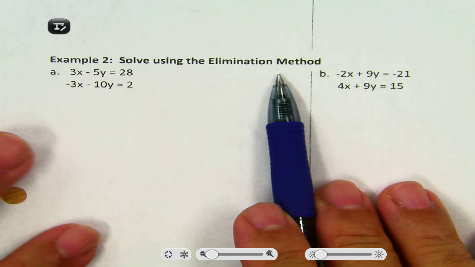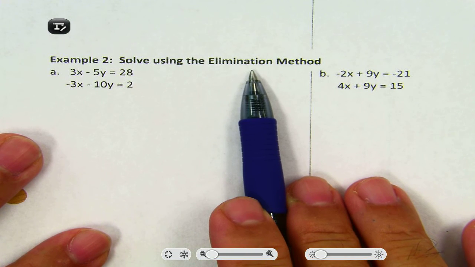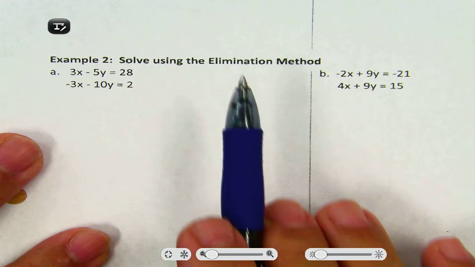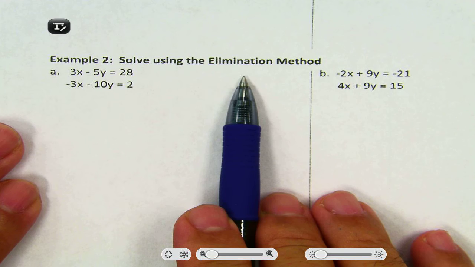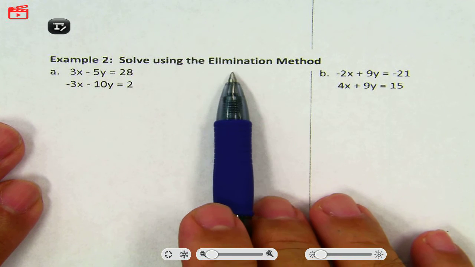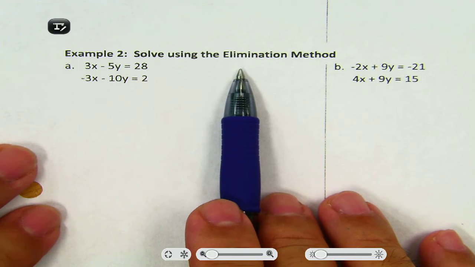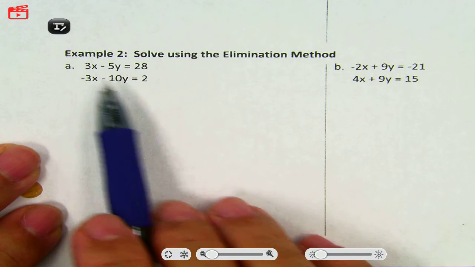Okay? So what does the word eliminate mean in the real world? Exterminate. Getting rid of something. Not necessarily permanently, but just getting rid of it. So we eliminate it. Now, what we're going to do is eliminate a variable.